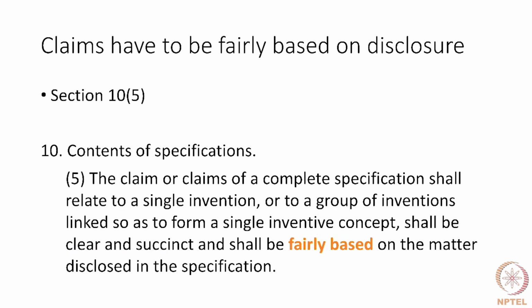The claims also have to be fairly based on the disclosure. Now, this is the part where the claims have to be related back to what was disclosed in the specification. Though the claims come at the end, it is not possible to claim something which you have not disclosed. And it is also not possible to claim something for which the disclosure does not enable a person. Now, that's another requirement. But whatever is claimed in a claim has to be fairly based on what you have disclosed in the application.